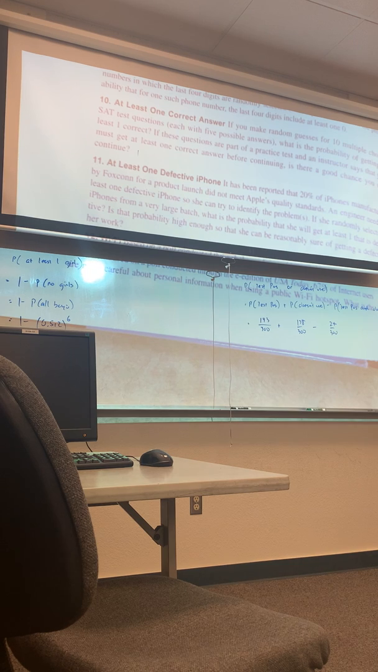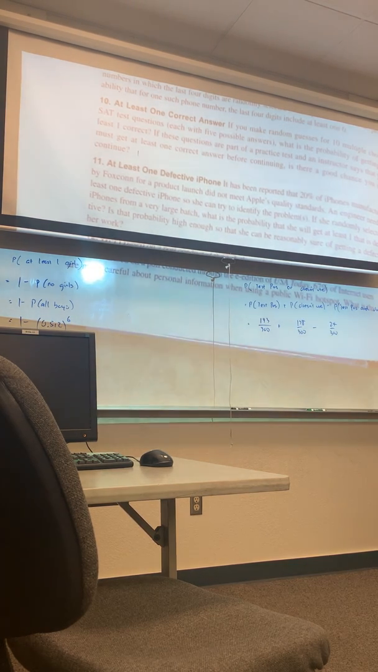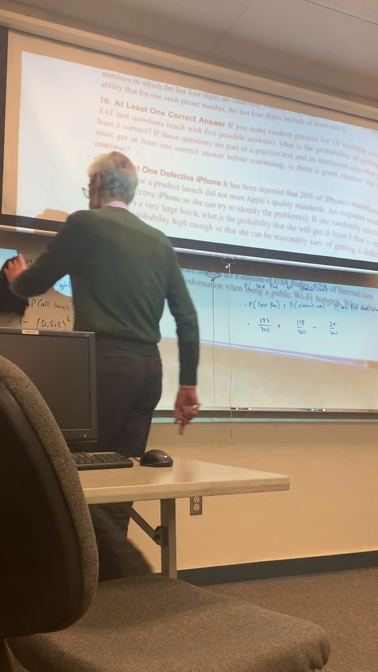It has been reported that 20% of iPhones manufactured by Foxconn for a product launch did not meet Apple's quality standards. An engineer needs at least one defective iPhone so she can try to identify the problem. If she randomly selects 15 iPhones from a very large batch, what is the probability she will get at least one that is defective? Well, when looking at probability, and you see the words at least one, think of the complement rule.